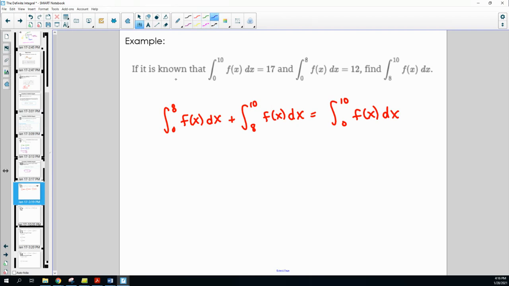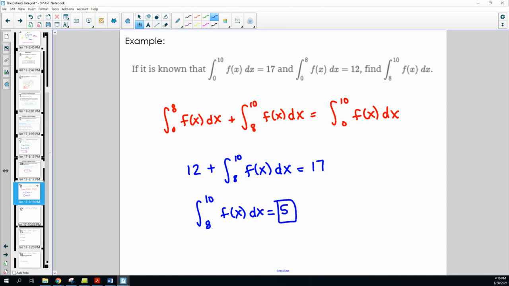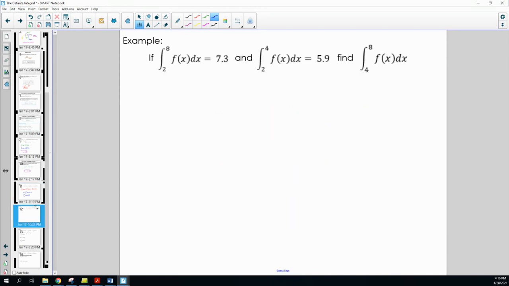So I know that the integral from 0 to 8 is 12. 8 to 10 is what I'm trying to figure out, so I can keep that as the integral from 8 to 10 of f of x dx. And I know that the integral from 0 to 10 of f of x dx is 17. So I'm just solving it as if it was a variable. The integral from 8 to 10 of f of x dx is just going to equal 5 because I'm going to subtract 17 minus 12. Okay, so you don't necessarily need to write it out if you can look at this and understand that's what it's doing, but we're adding integrals that are over adjacent intervals.